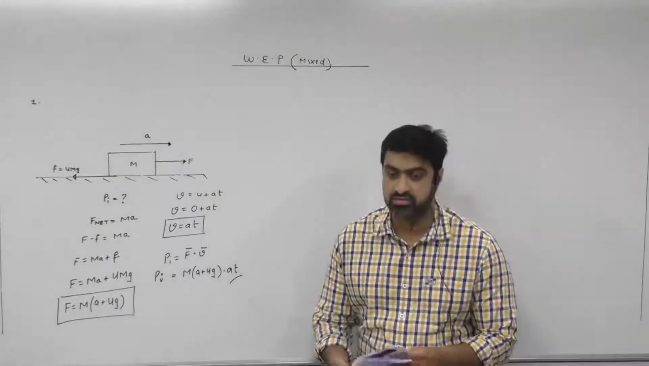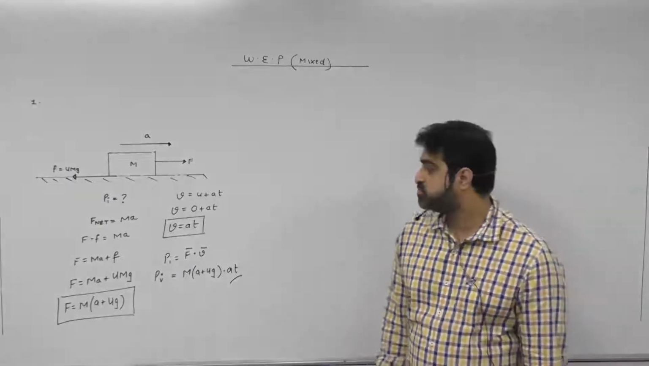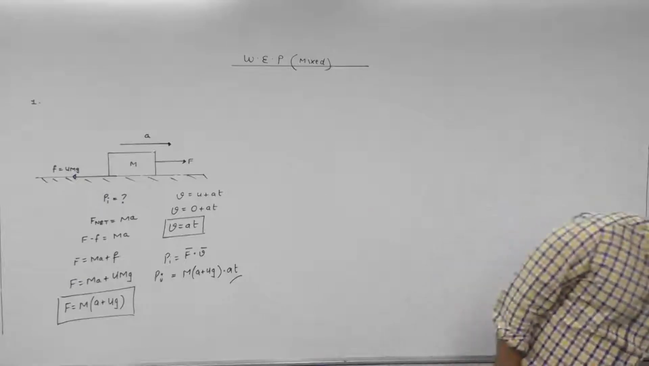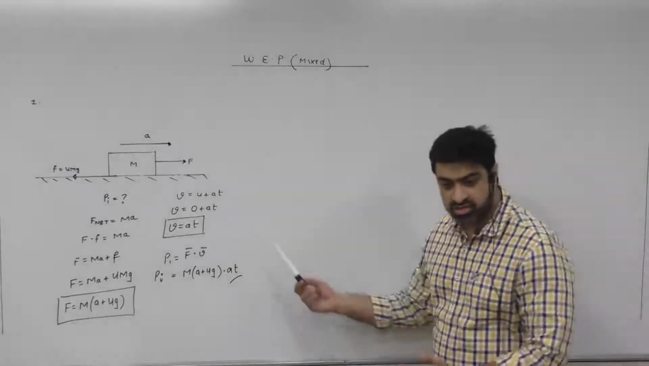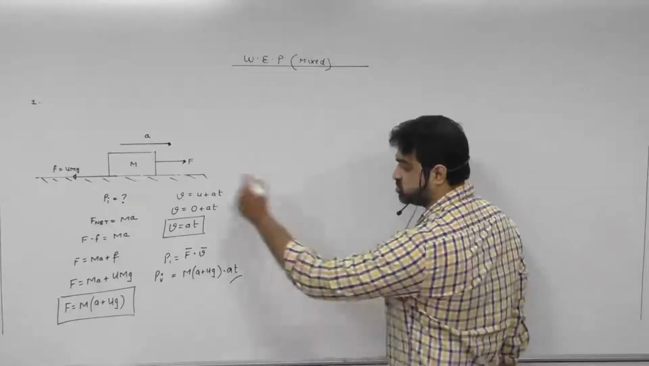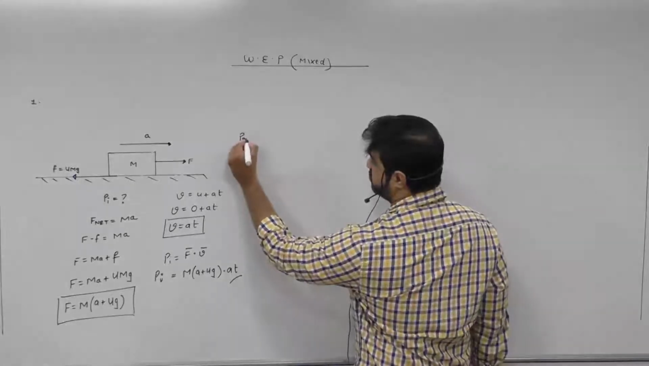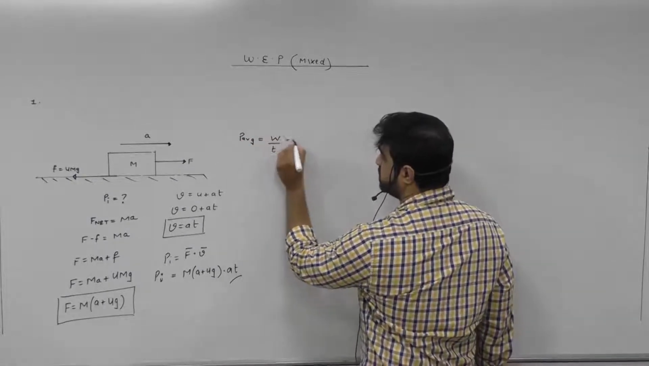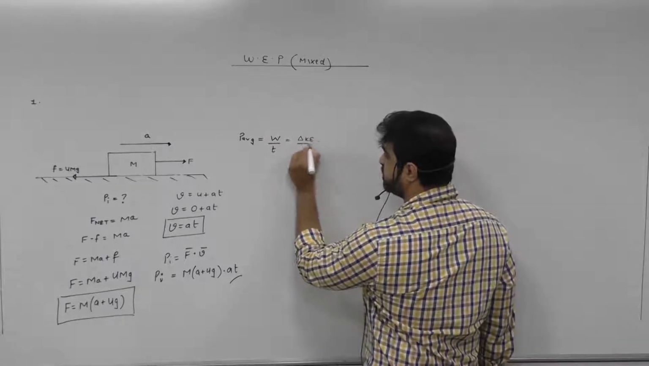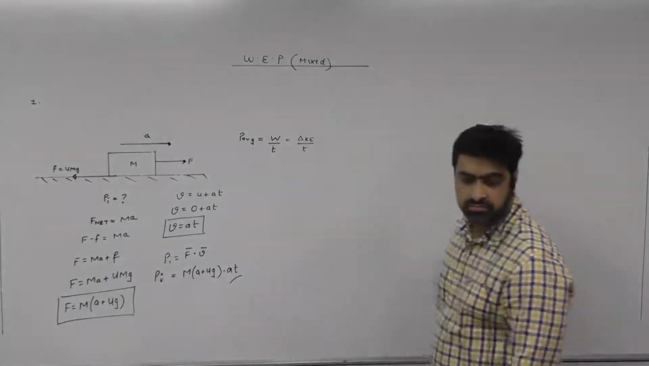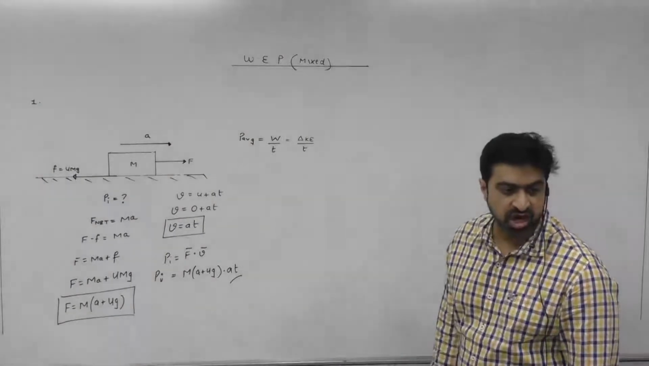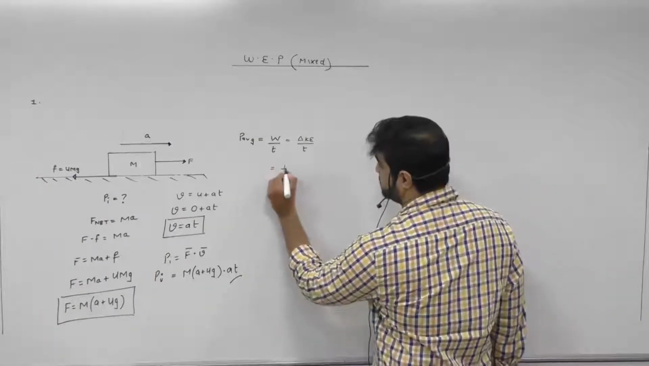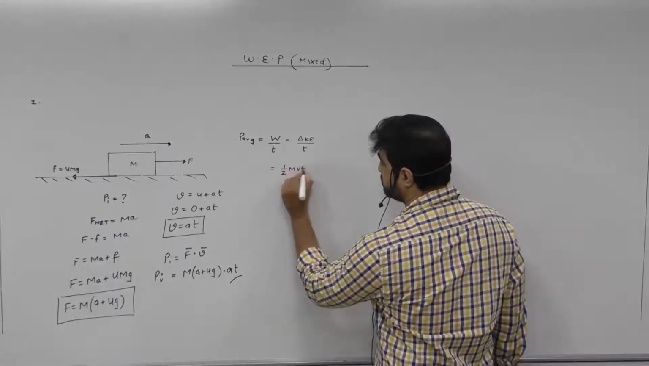Getting it? Now in this same question, suppose they ask you what is the average power. What is the formula for average power? Work done upon time. Can I say change in kinetic energy upon time? What is the change in kinetic energy? Half m v square minus u square. So u is 0. So I can say it is half m v square by time t.